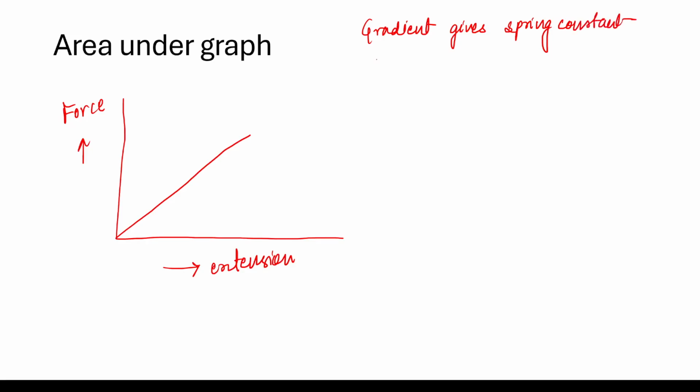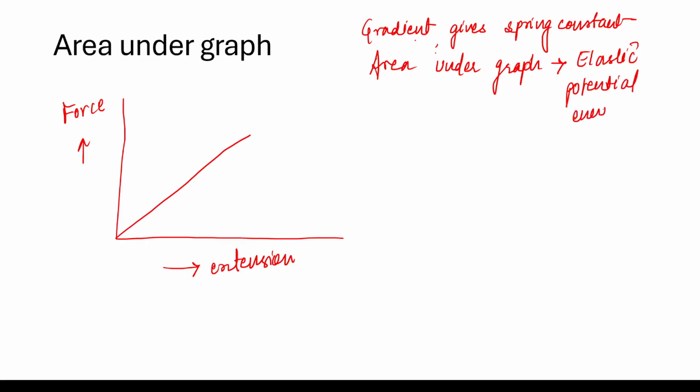And the area under the graph gives, because you're doing force times extension, what is force times distance? Work done. So work done means energy stored. Whatever work you're doing in stretching the spring is stored as elastic potential energy of the spring, if there are no losses, of course.